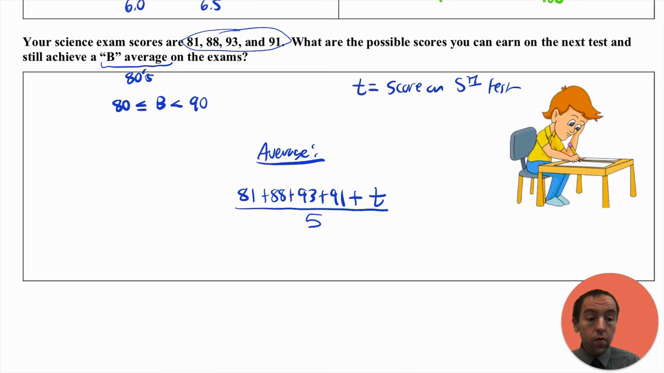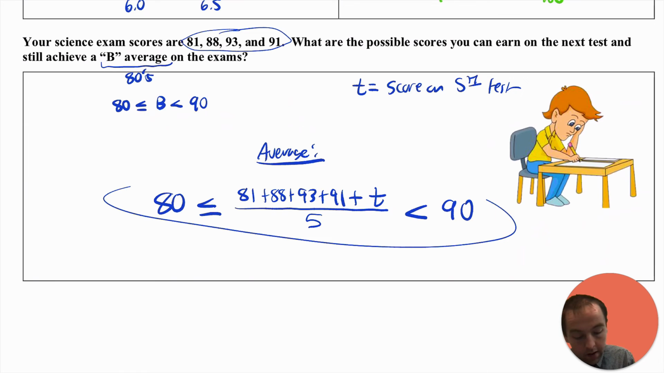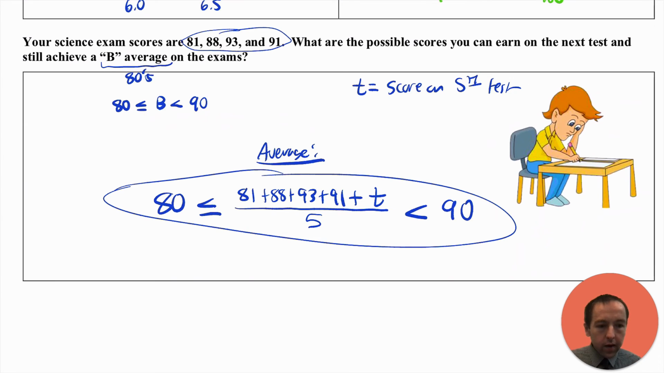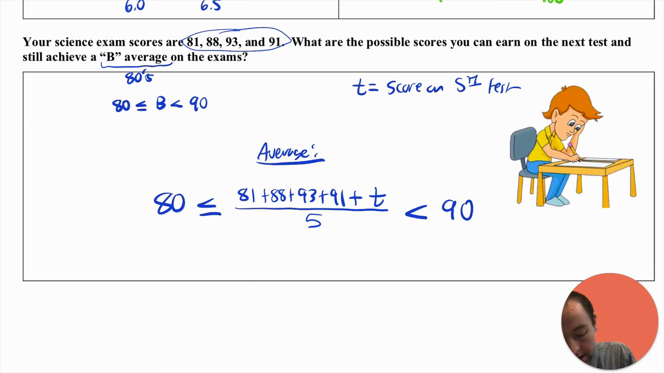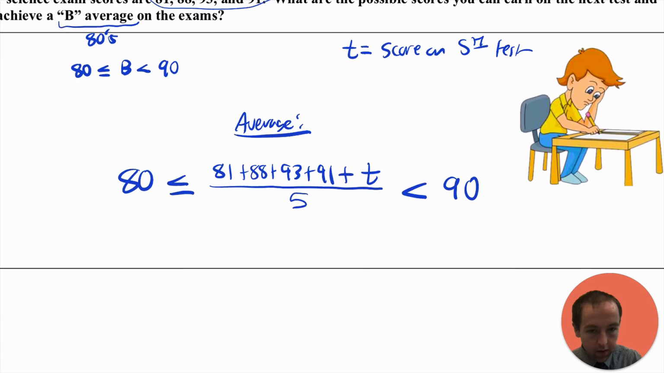Now that average score needs to land somewhere between 80 and 90, so I need it so that 80 is less than or equal to that, but then this needs to strictly stay below 90, right? So now we've set up a mathematical model that represents what's going on, and then we can use that to solve for the possible values that t can be, right?